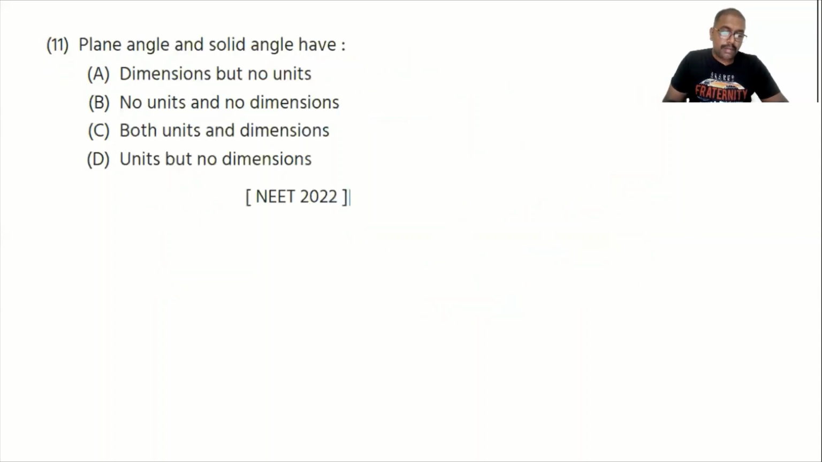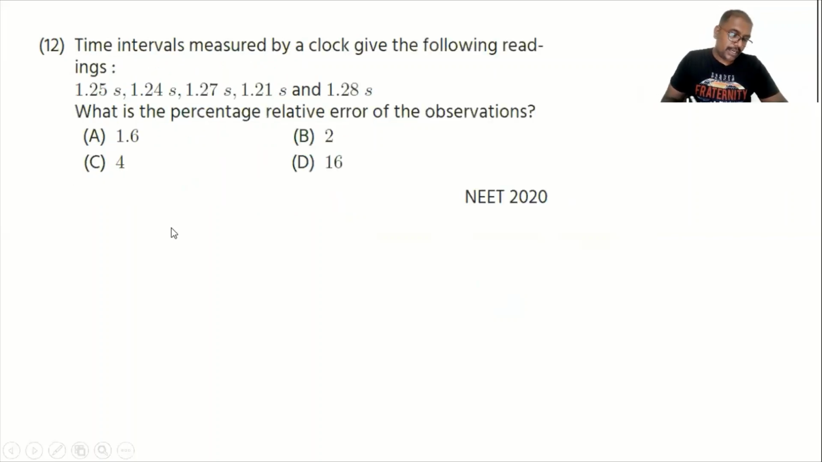Next one. Plane angle and solid angle have? Listen, they don't have dimension, but they have a unit. Plane angle unit is radian, solid angle is steradian. So unit but no dimension is the more correct option for this MCQ. It's an easy MCQ.